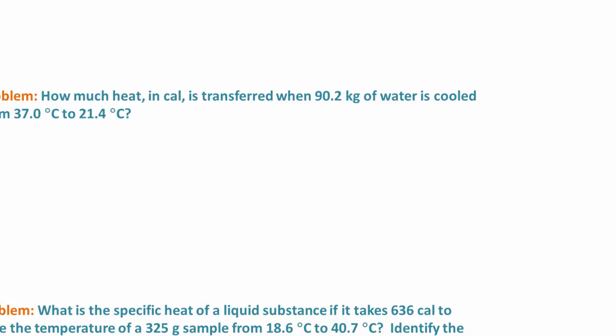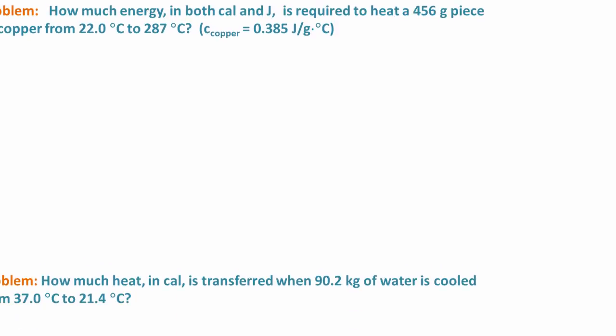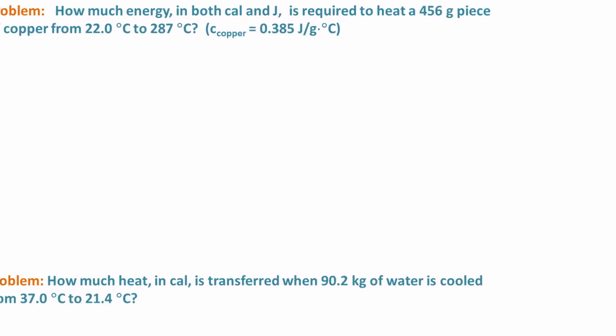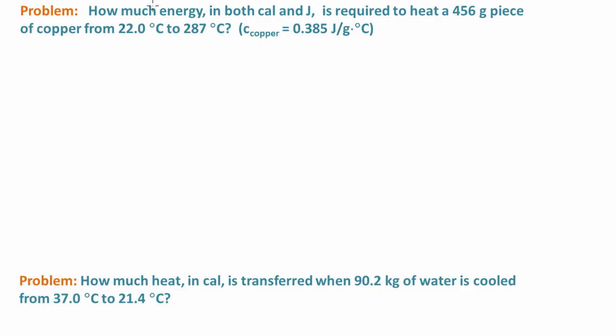So let's do a couple of problems. All right, where is my first one? Here it is. Problem: how much energy in both calories and joules is required to heat a 456 gram piece of copper from 22 degrees to 287 degrees Celsius? And here we're given the specific heat capacity of copper.